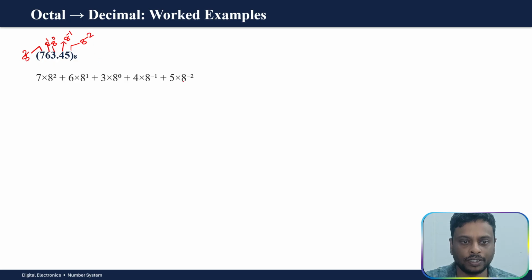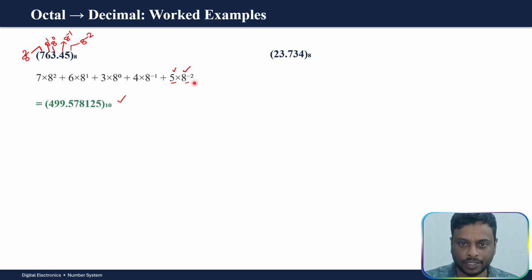You have to multiply this with each digit. This is the digit, and this is the place value or weight. Now it will be our decimal number system. So we have converted octal to decimal number systems.